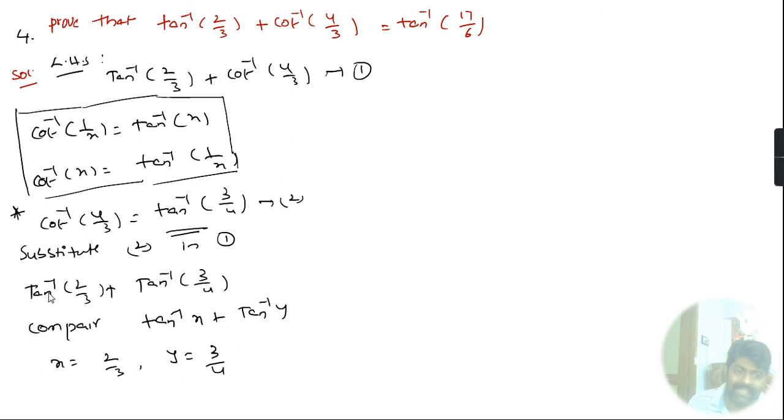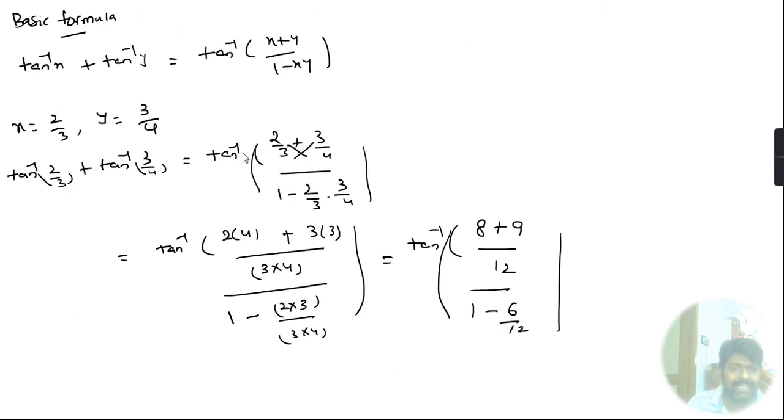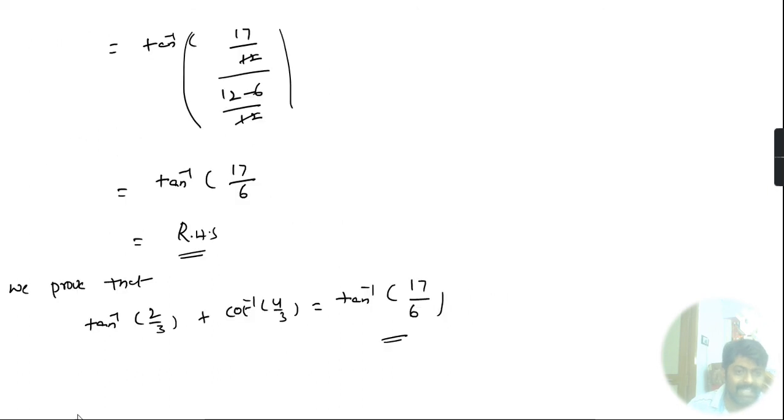So finally we get tan inverse of 2 by 3 plus tan inverse of 3 by 4, and we compare with tan inverse x plus tan inverse y. The x value is 2 by 3 and the y value is 3 by 4. So we get tan inverse of 8 plus 9 by 12 by 1 minus 6 by 12, and after simplification we get tan inverse of 17 by 6, which is equal to RHS.